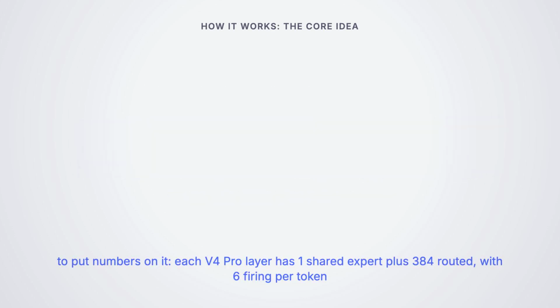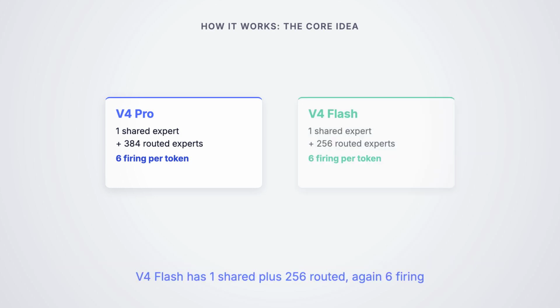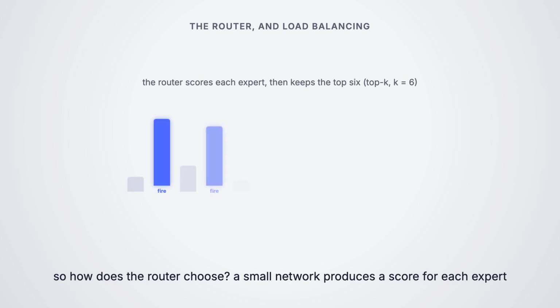To put numbers on the corridor, each mixture of experts layer in V4 Pro has one shared expert plus 384 routed experts, with 6 routed experts firing per token. V4 Flash has one shared plus 256 routed, again 6 firing. The shared expert runs for every token, a backbone always on, while the router picks just 6 of the hundreds for each word. So how does the router choose?